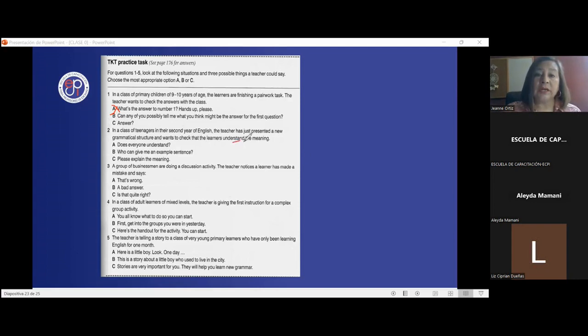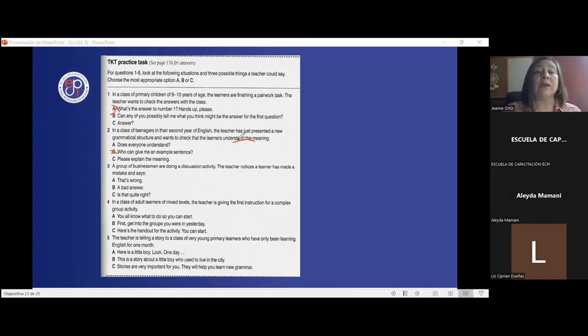You want to check understanding of the meaning. Letter A, okay. That's it. No. Letter C, please explain. No, really? It's letter B. Why is letter B? Because it's to check that the learners understand the meaning.